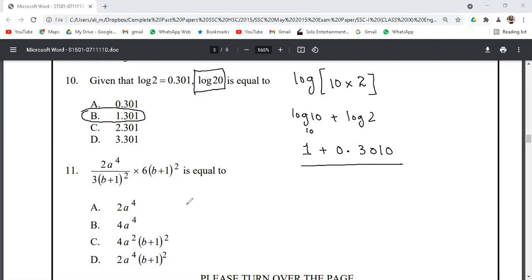Next, we have question number 11, and in this question, we have to simplify this expression. So let's simplify. We can cancel out this term: 3 ones are 3, and 3 twos are 6. Similarly, (b plus 1) whole square and (b plus 1) whole square will cancel out with each other. So the remaining terms will be multiplied. 2 into 2 will become 4, and a square into a square will become a to the power 4. So the correct option in question number 11 is option D, that is 4a raised to the power 4.